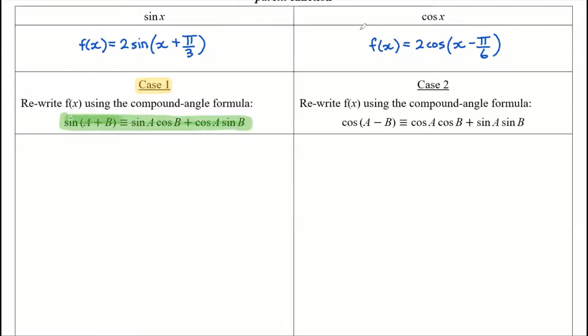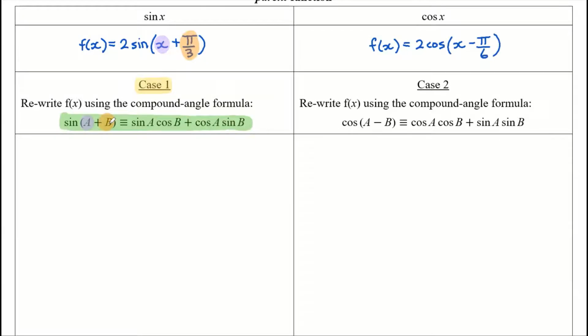Again, this is provided for you in the formula booklet, but I thought just for the sake of ease, it's nice to have it in front of us so we can reference what we're doing. So the question is, how do we use this? Well, if we look at the function that we wrote down, we can see candidates for A and B, can't we? The x could be my A, and to the right of that, the positive pi over 3 could replace B.